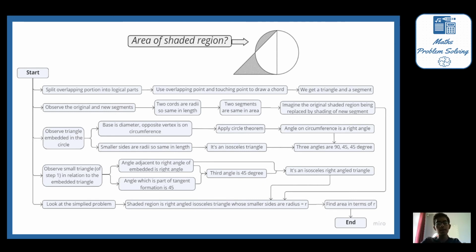Then we observed that the embedded triangle inside the circle has two radii, which are both equal in side length, and therefore we applied the circle theorem that it must be a right angle, since a triangle which has a hypotenuse of the diameter touches the circumference at a right angle. Therefore the three triangles were 90, 45 and 45. And after working through a bit of the algebra, we identified that the area was just a half times x squared, where x was the hypotenuse of the smaller triangle, and we were able to work out the area in terms of r.